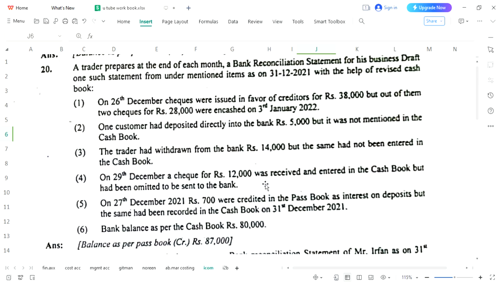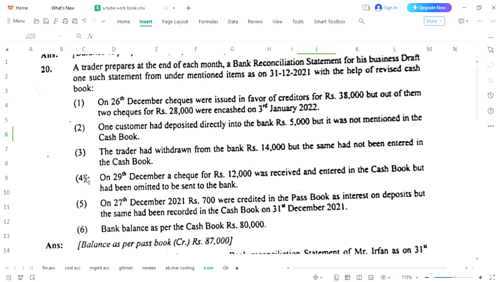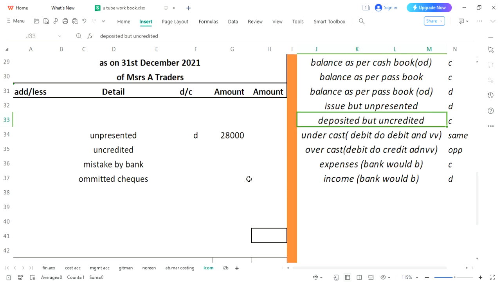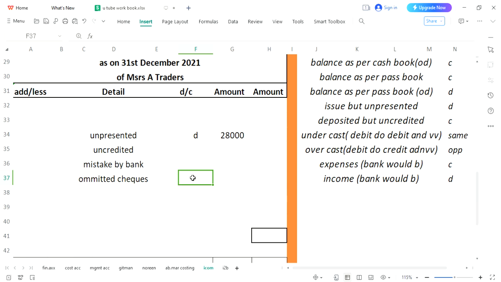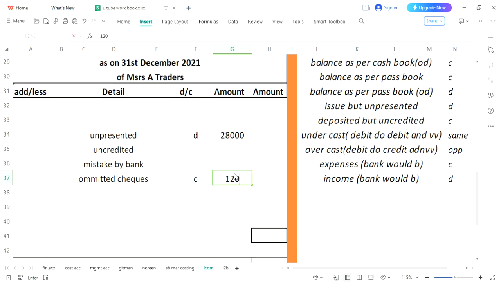December check 12,000 was received, entered but omitted. Please note, omitted checks should be written over here. So this is part of the old BRS. 12,000 received, entered but not sent to the bank. It means when you received and entered it in the cash book, there was an increase, but as you haven't sent that check into the bank, it was a wrong increase, a wrong debit. Now it would be credited. So in front of omitted checks you will write credit, and the amount that was omitted, that is 12,000. Just put 12,000 over here.